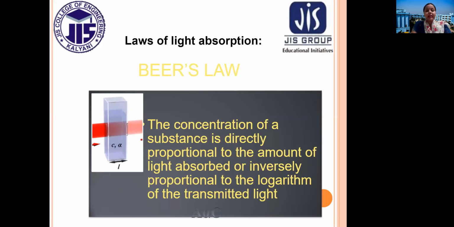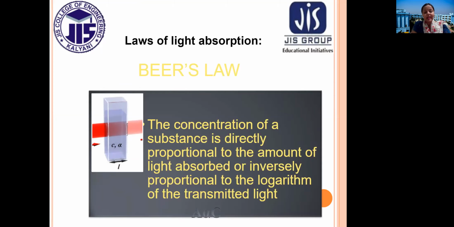Now, laws of light absorption: Beer's law. It is a very much discussed law in photometry. So what does Beer's law state? The concentration of a substance is directly proportional to the amount of light absorbed, or inversely proportional to the logarithm of the transmitted light. So again, it is dealing with the concentration of the substance.